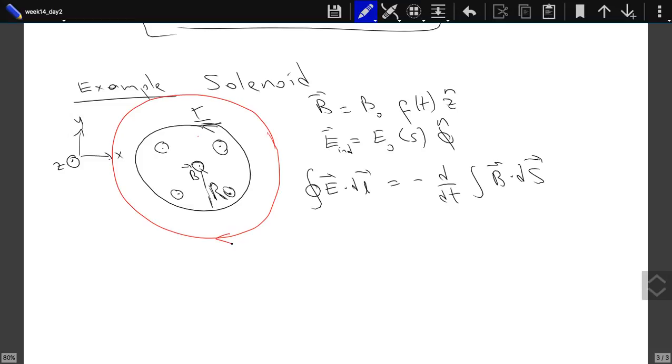This time, let me also take clockwise as the direction of my loop. I claim that it was arbitrary. You can choose whichever direction you like. So let's choose it clockwise this time.